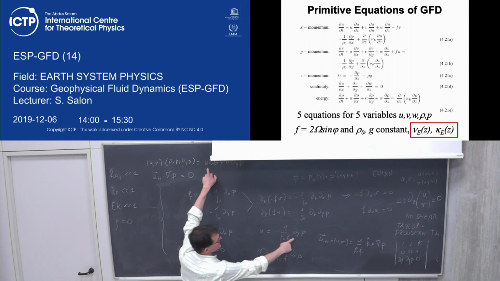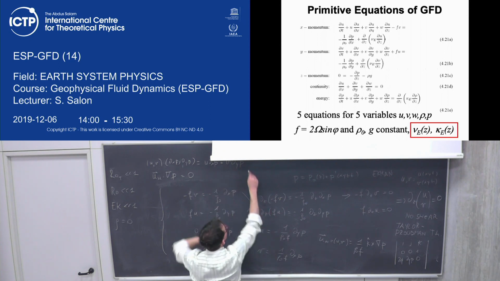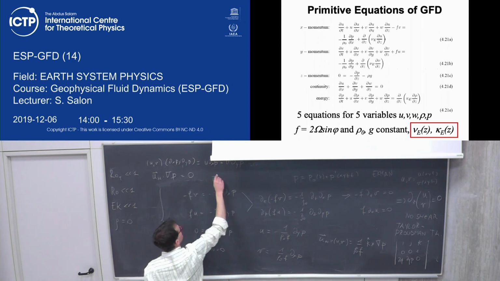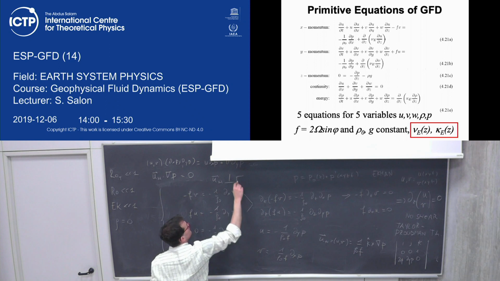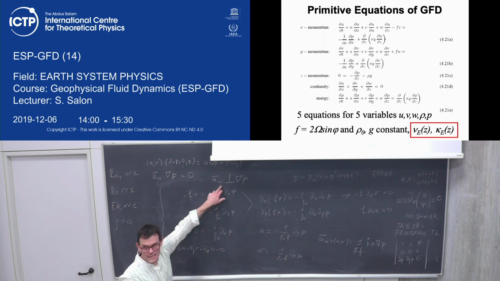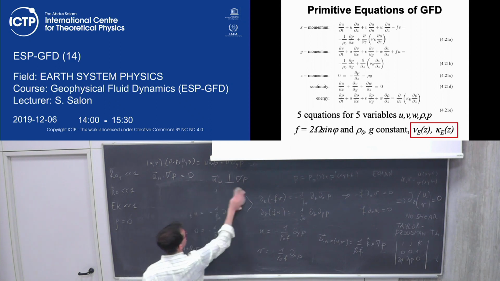But u depends on the y the p with the minus, and v depends on the x the p. So this is zero. So it means that the horizontal velocity is always perpendicular to the pressure gradient. Wow. This is a revolution.